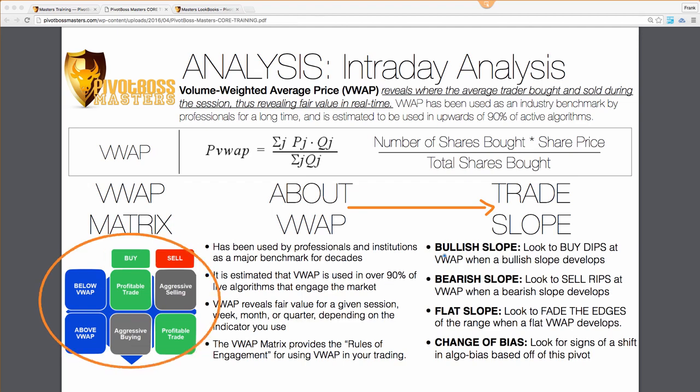If VWAP has a bullish slope, look to buy dips at VWAP, right? Look to buy dips. And so right here, it's saying buy if prices are below VWAP. Then that gives you a profitable trade. So if you have an uptrending market and prices are below VWAP, the outcome is a profitable trade. Boom, right?